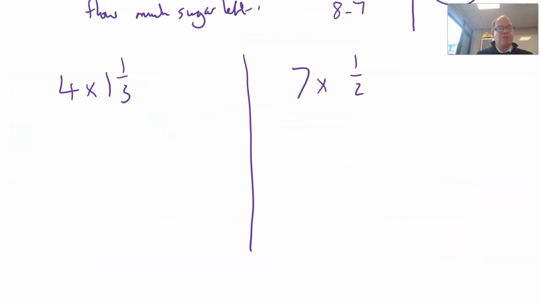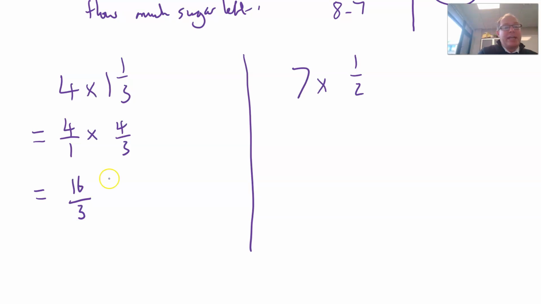So when I'm doing 4 times 1 1/3, always change the fractions into improper fractions or top-heavy fractions where the numerator is bigger than the denominator. 4's easy. It's just 4 over 1. 1 1/3 is, well, 1 is 3/3, so I've got 3/3 and 1/3, so that's 4/3. So I've got 4 times 4 on top is 16, and 1 times 3 on the bottom is 3, so 16/3.